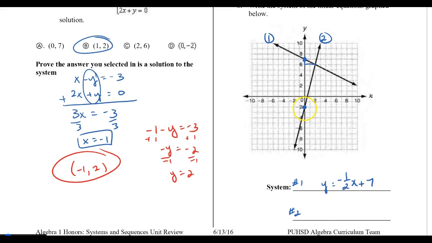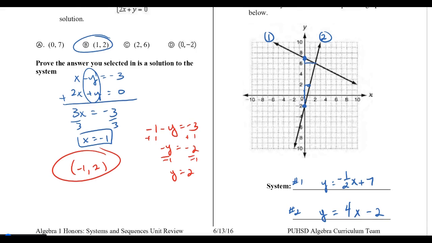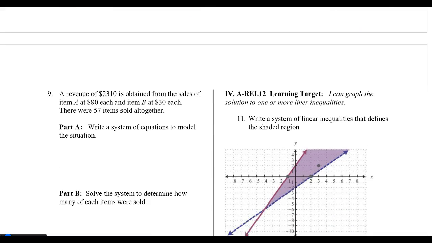And equation 2 has a y-intercept at negative 2. And this one has a slope of up 1, 2, 3, 4 over 1. So that's a slope of 4, so 4x minus 2. Number 9.